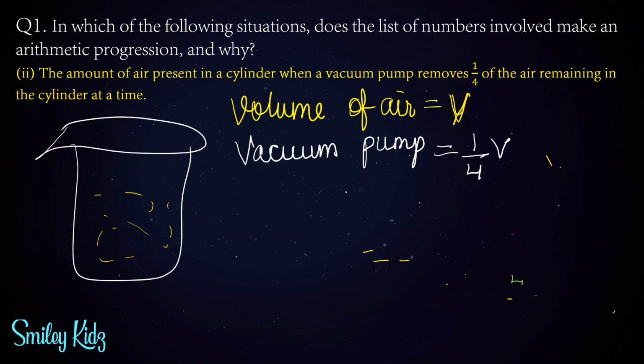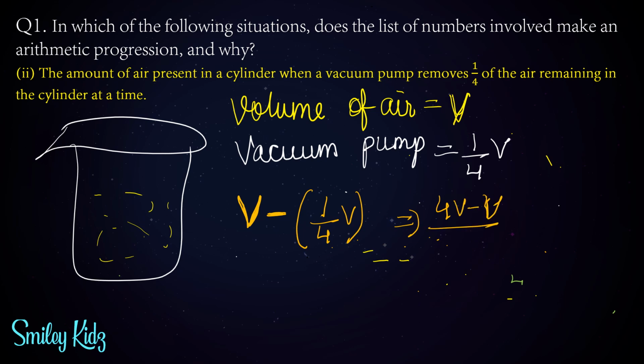So 1/4 of the air is removed from that particular cylinder at a time. So now I have V as my initial amount of air present in the cylinder, and from that 1/4 of the V is removed. So this turns out to be what? This turns out to be 4V minus V upon 4 on taking LCM. Then we get 3V upon 4 as our next number. The first number is V. The next is 3V by 4. Now moving ahead.